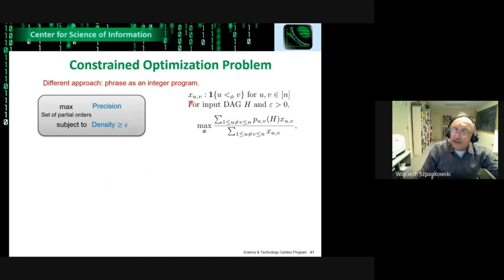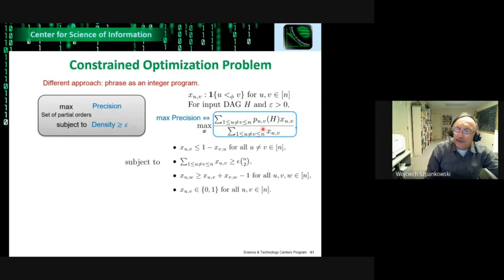Now, let's formulate it properly. I introduce a notation X_UV, which is equal to one when my algorithm tells me that U arrives before V. The precision maximization is what? I want the probability P_UV that indeed in graph H, U really arrives before V, and that my algorithm returned it. So if this is one, I want to know, is it true in the original graph that U arrived before V? And this is nothing else but K, the number of pairs that my partial order considers.